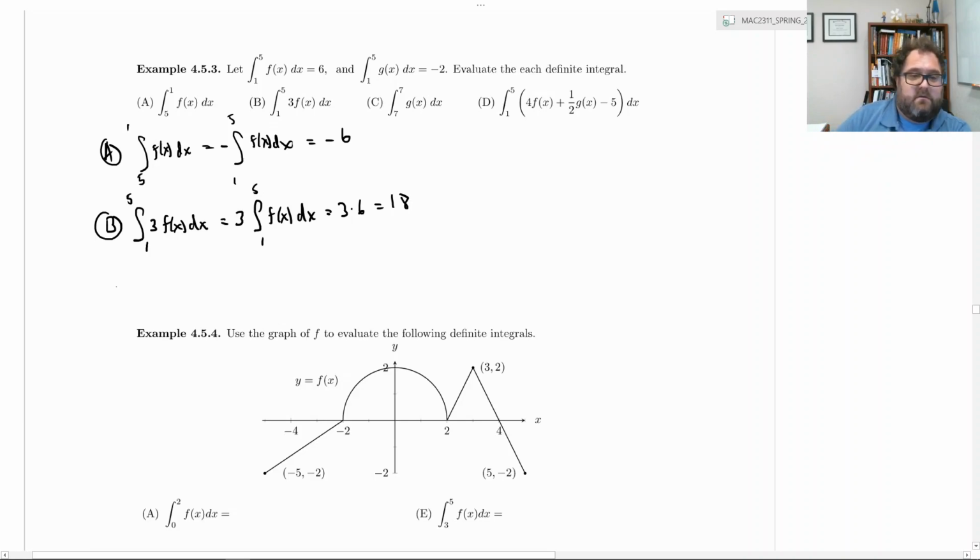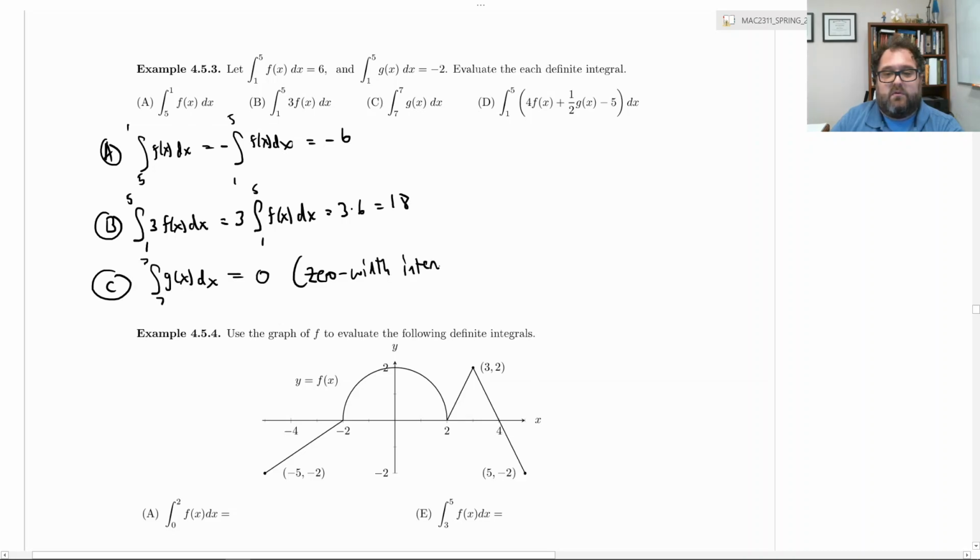Oh, what about c? Well, c, the definite integral from 7 to 7 of g of x. Okay, well, I don't really know anything about 7 to 7 except that, oh, it's a zero width interval. 7 to 7. We're stopping and starting our region on top of itself. So there is no region. It's a zero width interval. So this has to be 0. Again, zero width interval. It's going to be 0.